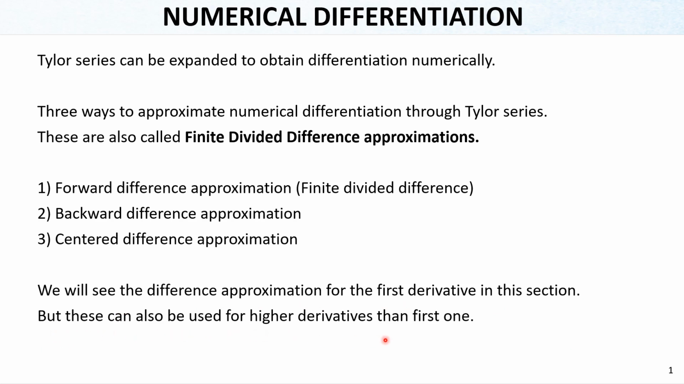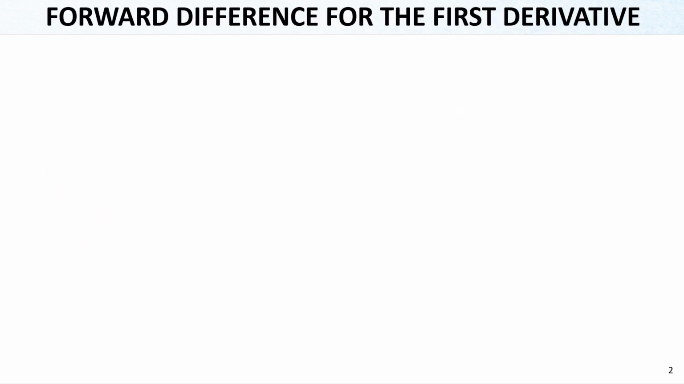And we will see the difference approximation for the first derivative in this section, but these can also be used for higher derivatives than the first one. Actually, we will show the second one as well, but mostly the first derivatives are the most used because they are the simplest ways, and they can give pretty good results, especially when the step size is small enough. So let's focus on these 3 in the following slides. The first and most widely known numerical approach for taking the derivative is forward difference, and we will consider the first degree. For that, we can just use the first degree Taylor expansion.